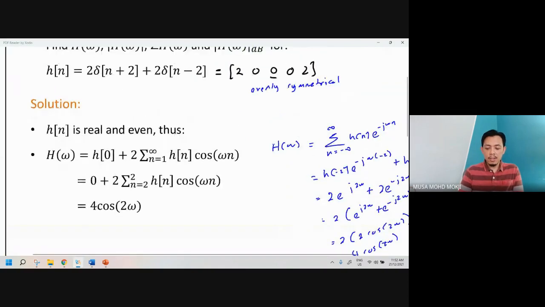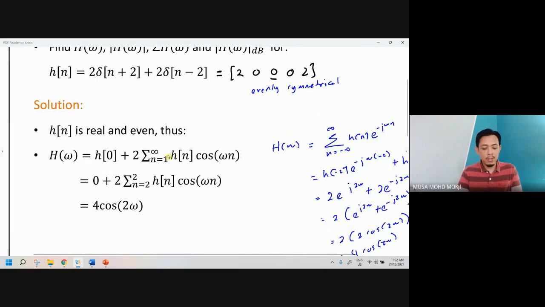But because we already know that this is evenly symmetrical, we can use this equation instead. We just take h[0] plus 2 multiplied by the summation from n equals 1 up to infinity of h[n] cos omega n. And h[0] is 0, so you take the 2. The next n with an amplitude other than 0 is at n equals 2. So this 2 replaces h[n], and cos omega is multiplied by 2 because n is 2. Then you get 4 cos 2 omega. So you can solve it using either equation, because we know that this is evenly symmetrical.